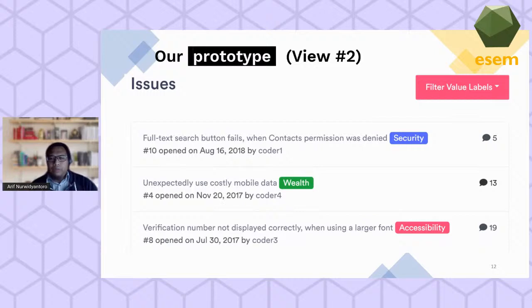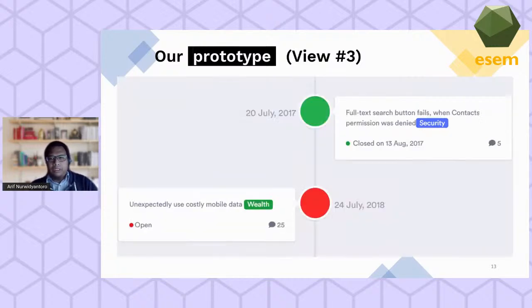In the second view, we adopted issues displayed in GitHub, where we display value as a label on each issue where those values are identified. In the third view, we display issues where values are identified in chronological order. Here, we want to explore if the emergence order of values during development could benefit software practitioners.